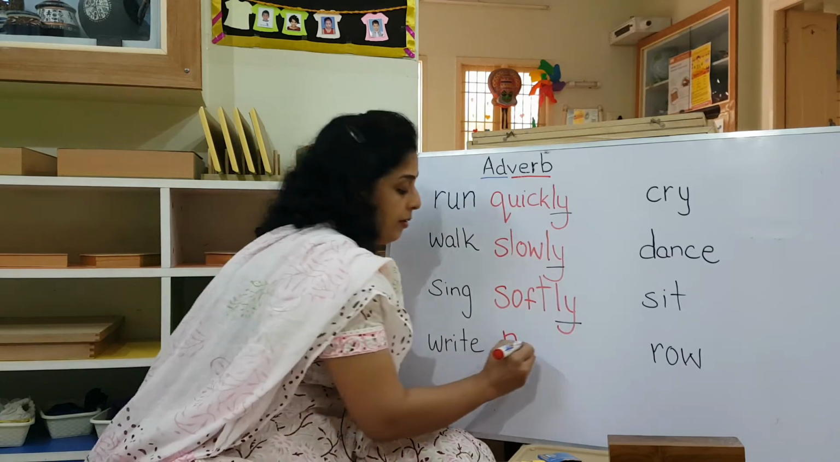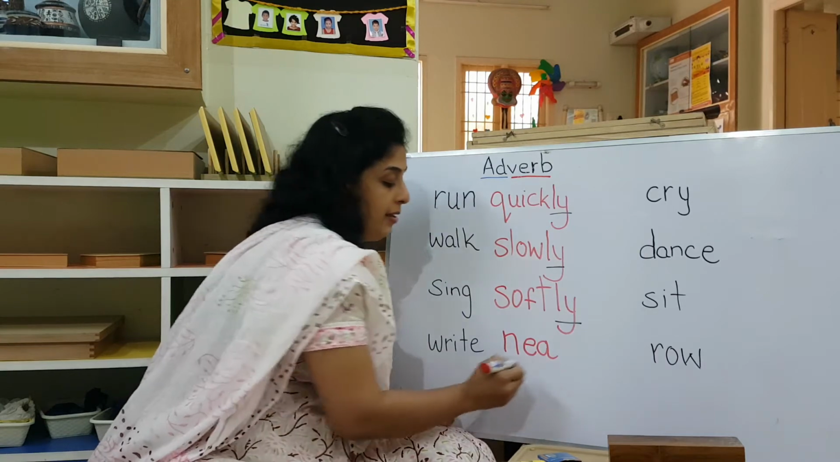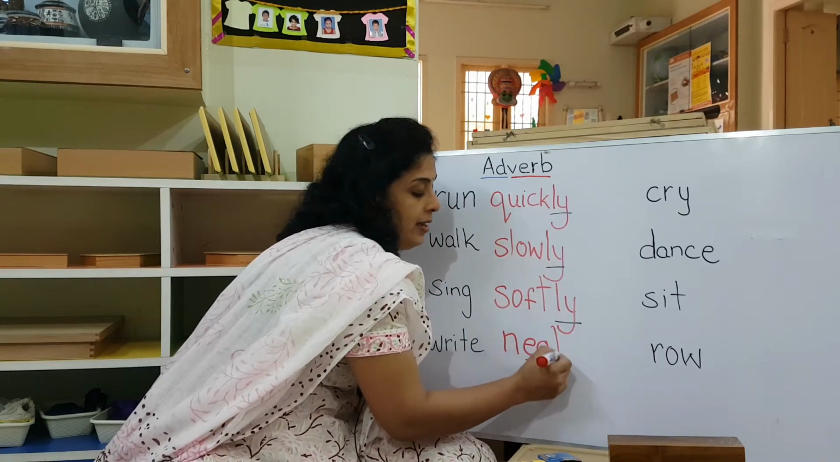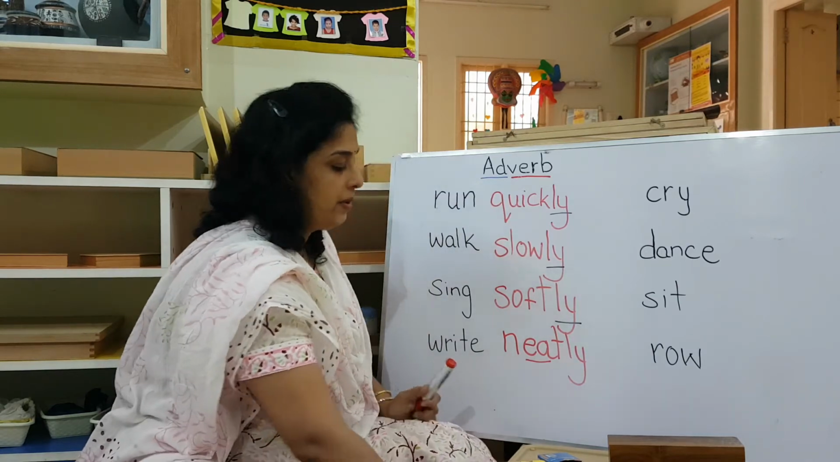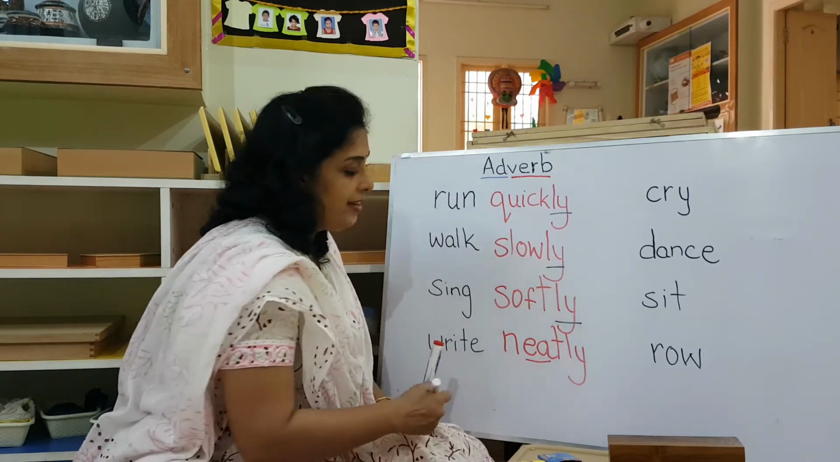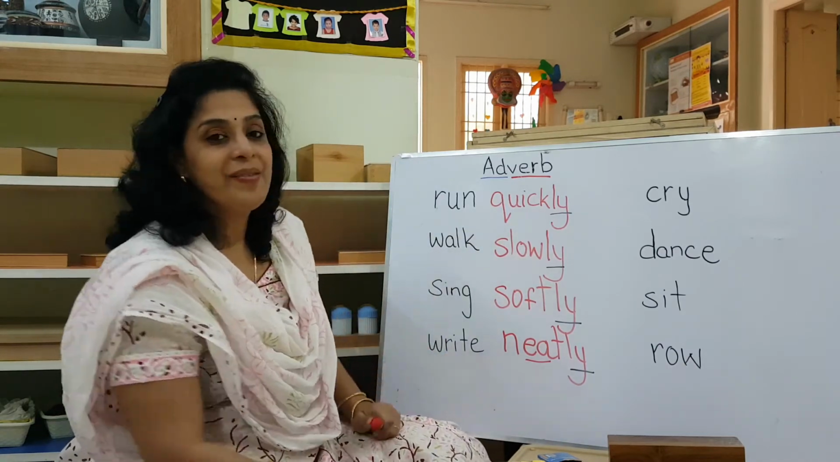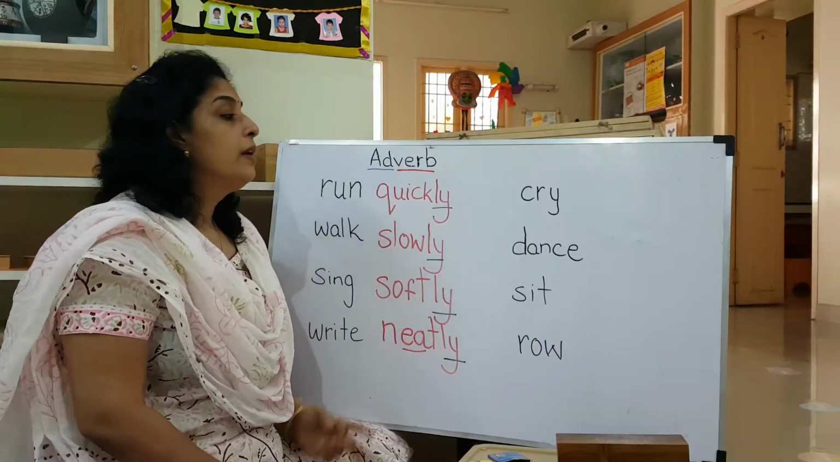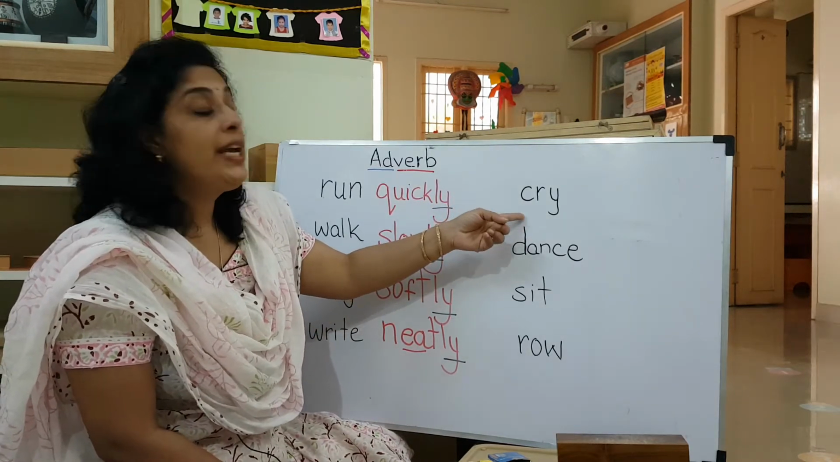Please write neatly. Let's see how it comes. N. We have here one phonogram, E. Neatly. Again you got a li. Do you see that? Neatly. Write neatly. Go to the next verb. Verb. What is the action verb?